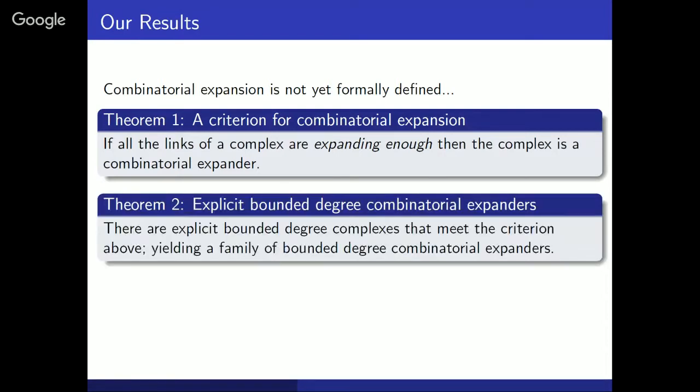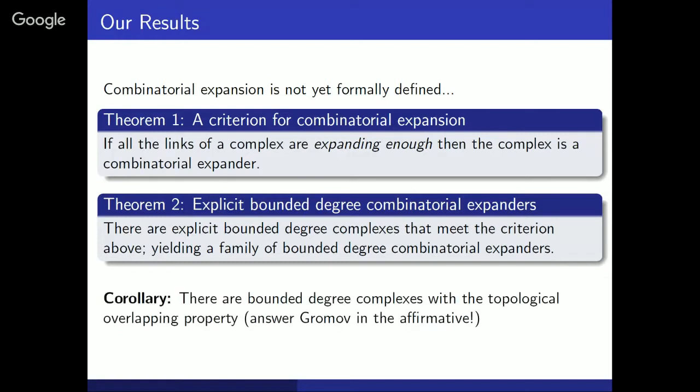And using this criterion, we managed to find explicit bounded degree complexes that meet this criterion, and they form a family of bounded degree combinatorial expanders. And using the relation that Gromov made between combinatorial expansion and topological overlapping, we answer Gromov in the affirmative, and we show that there are bounded degree complexes with topological overlapping. So these are the results.